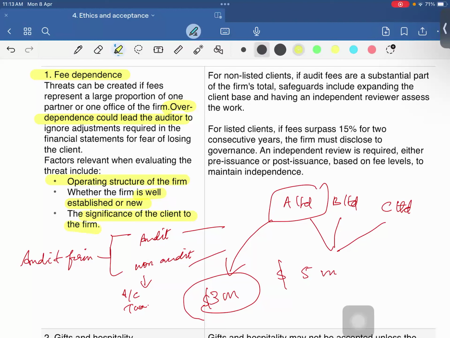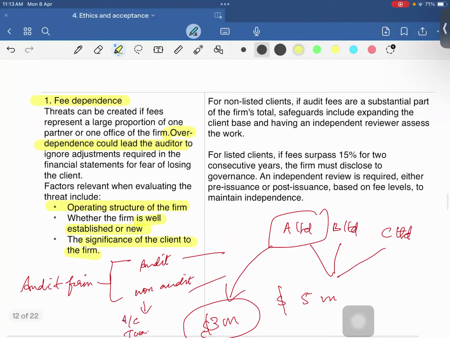Next one is the significance of the client to the firm, on how significant the client is to the firm. That means if the client holds a special hold over the firm, or if the client is not so well established with the firm. Understood?